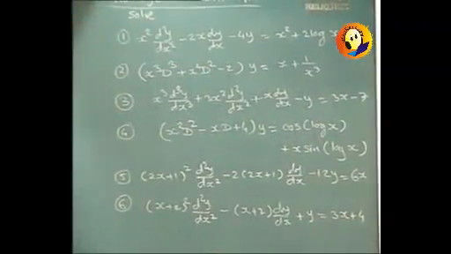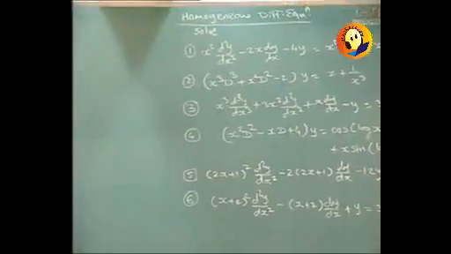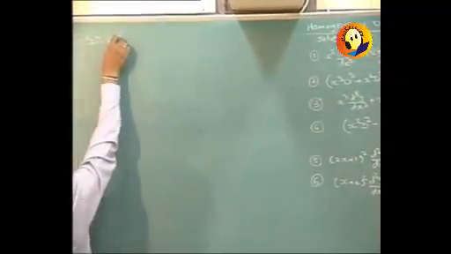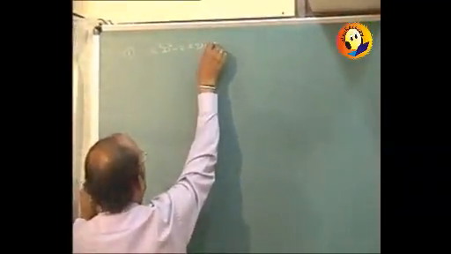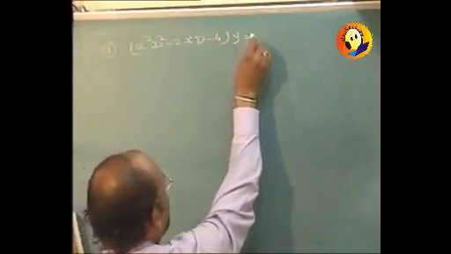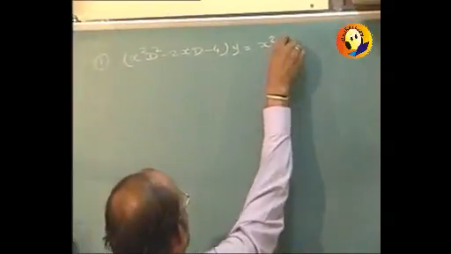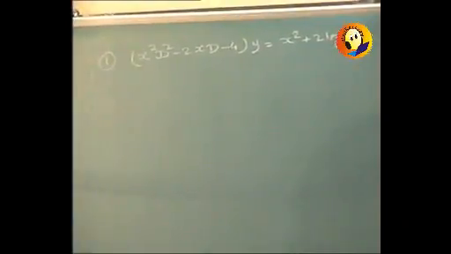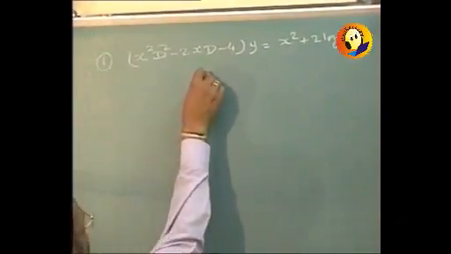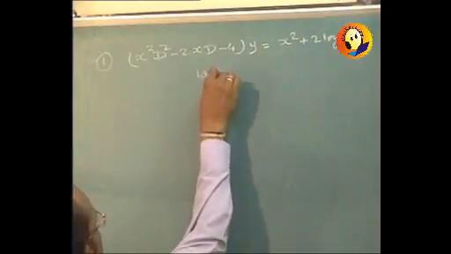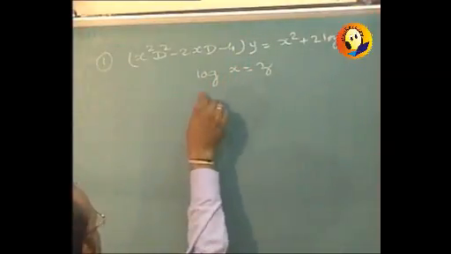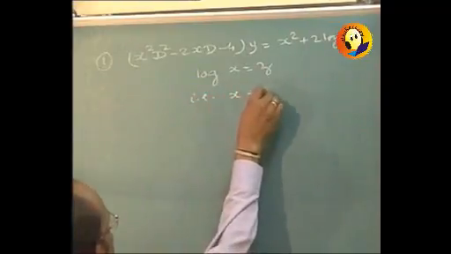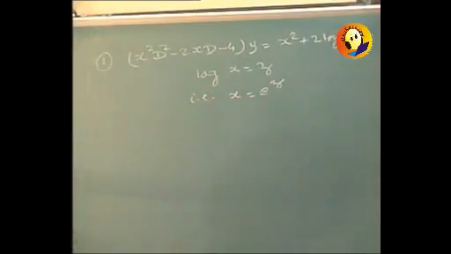I am just writing the problem using the capital D operator, that is x square D square minus 2xD minus 4 operating on y is equal to x square plus 2 log x. It will always be the case that the substitution will be log x is equal to z, that is x is equal to e raised to z. So with this substitution we will proceed and try to rewrite the given differential equation.